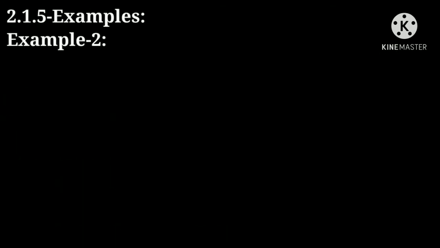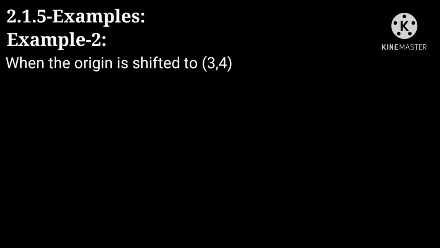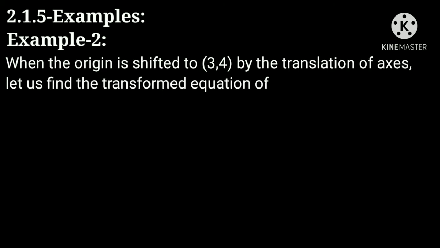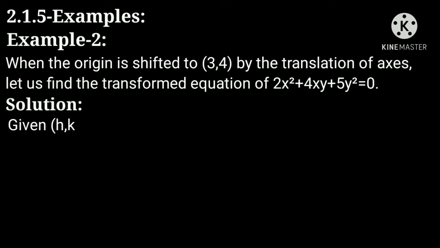2.1.5 examples. Example 2. When the origin is shifted to (3, 4) by the translation of axis, let us find the transformed equation of 2x² + 4xy + 5y² = 0. This is our given problem. In this problem, the given shifted origin (h, k) equal to (3, 4) and we have to find the transformed equation of the given equation. Now we have to solve. Solution. Given (h, k) equal to (3, 4).